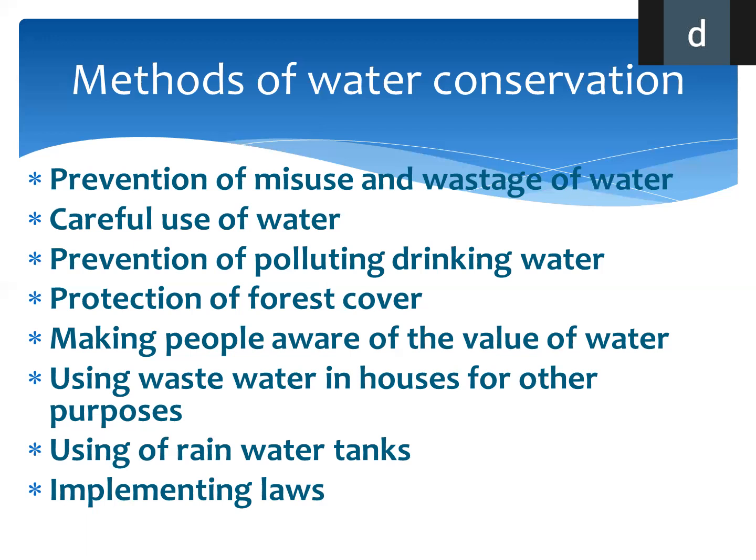Next, implementing laws. We should implement laws to avoid this water getting polluted. The laws enacted by the government to prevent water pollution are important. So those are the factors that we should understand about water as a natural resource.